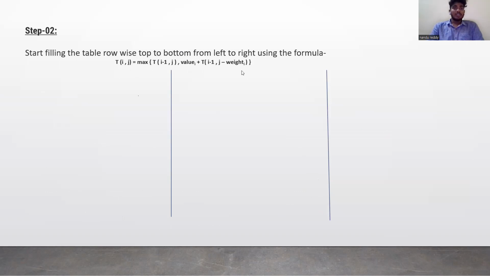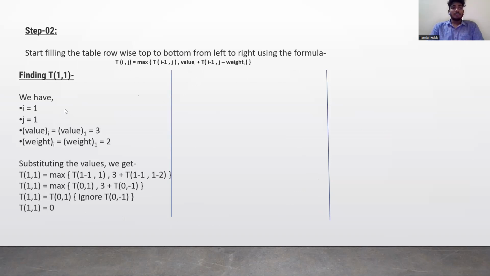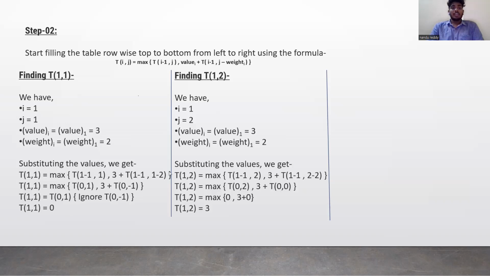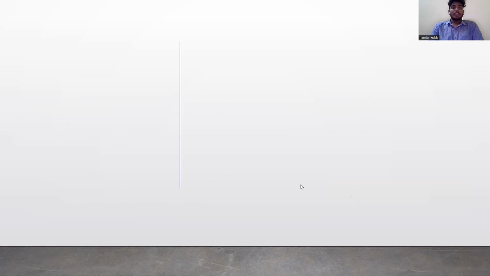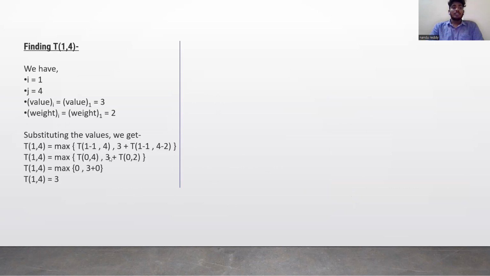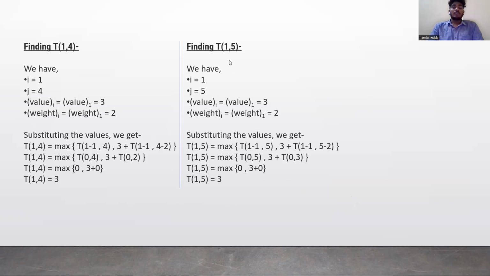By using this formula, we should fill the table, starting with T of 1. We take i equal 1, j equal 1, value of i equal to 3, 2. Substituting the values, we get T of 1, 1 equal 0. Again, for finding T of 1, 2, we get 3. For 1, 3, we get 3. For 1, 4, we get 3 again. For T of 1, 5, we get 3 again.